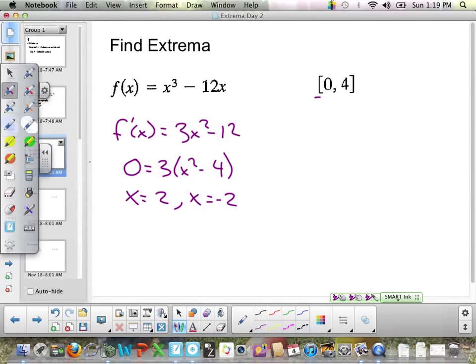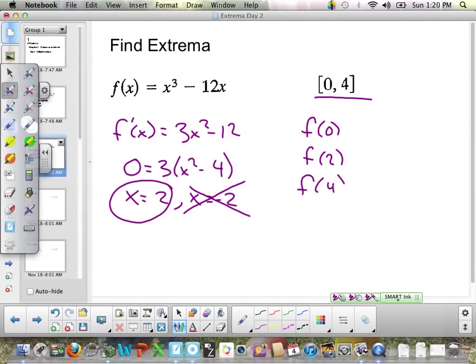However, our interval is just 0 to 4. So negative 2 does not fit our interval, so it is not important to this problem. It's good to find it, but it doesn't fit in the interval. So we'll just use the 2 and the endpoints. So when we evaluate this, we want to evaluate at 0, 2, and 4.